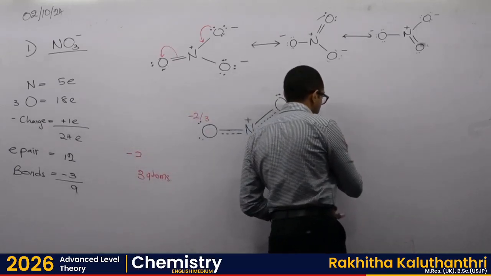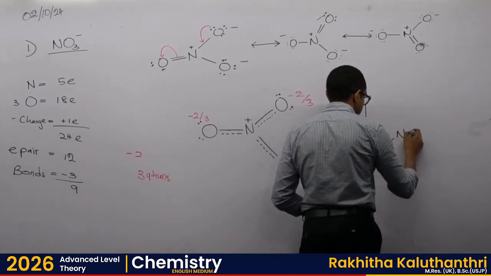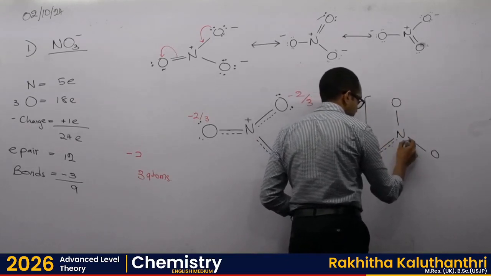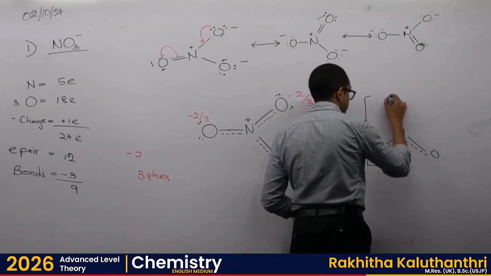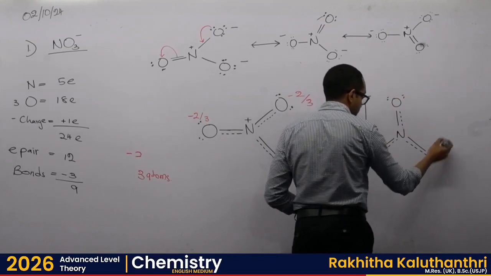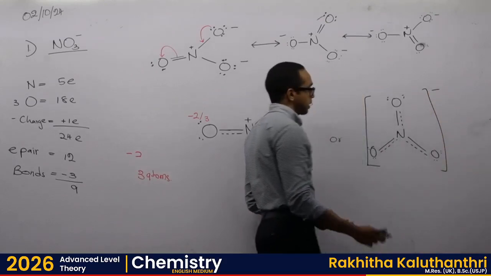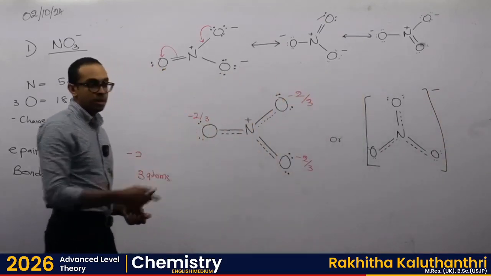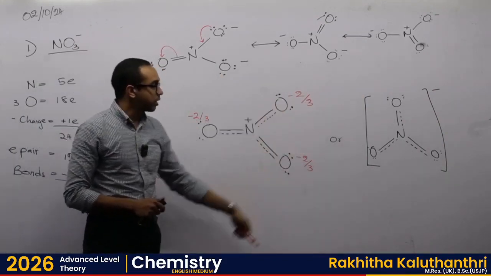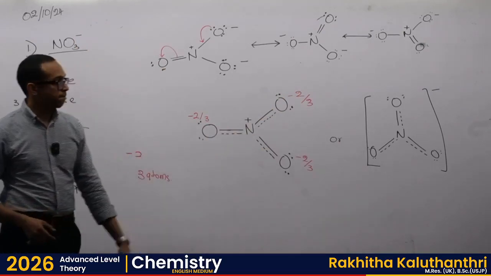Draw both of these, or you can draw it this way. Or you can draw it this way. The overall charge can be written outside. For the nitrate ion, the overall charge is minus 1. It is written outside. So you can draw it like this or that.